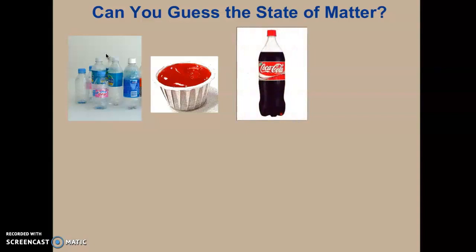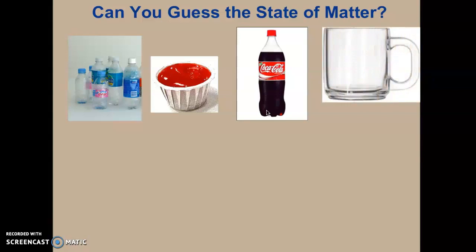Soda. If you think about soda, this one's kind of a trick. The bottle is a solid. The liquid part is the soda, but it also has carbon dioxide. Carbon dioxide is a gas, and that is forced into the soda bottle to make it fizz. When you open it up, you hear that nice little tsh, and that is the release of the carbon dioxide gas. That's what makes it so bubbly. And if it is flat, then that means some of that carbon dioxide has escaped.